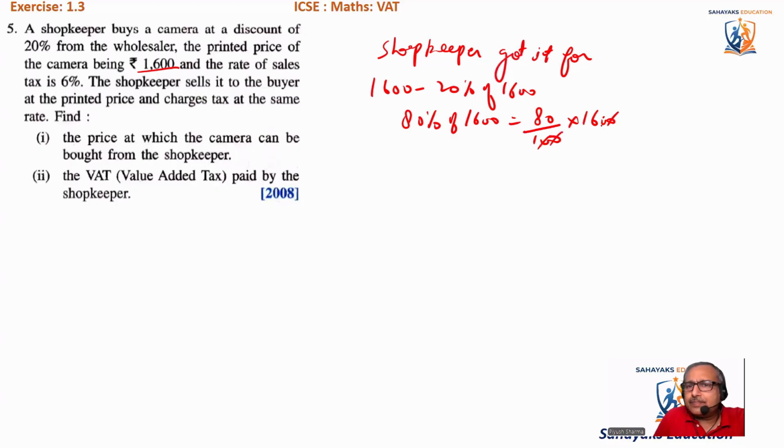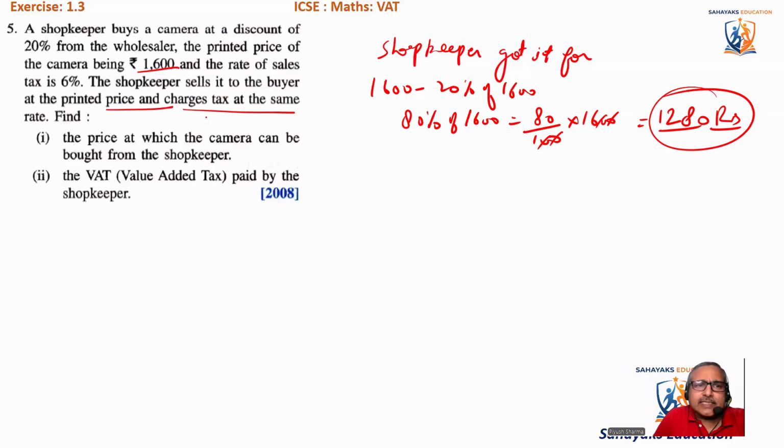So this value comes out to be 80 by 100 into 1600. If we cancel it out, 6 eights are 48, 4, and 8 ones are 8, 8 plus 4, 12. So 1280 rupees. This is the price at which he got the camera from the wholesaler. Okay. Now the shopkeeper sells it to the buyer at the printed price and charges tax at the same rate. So he charges at a 6% rate. He is charging the VAT.